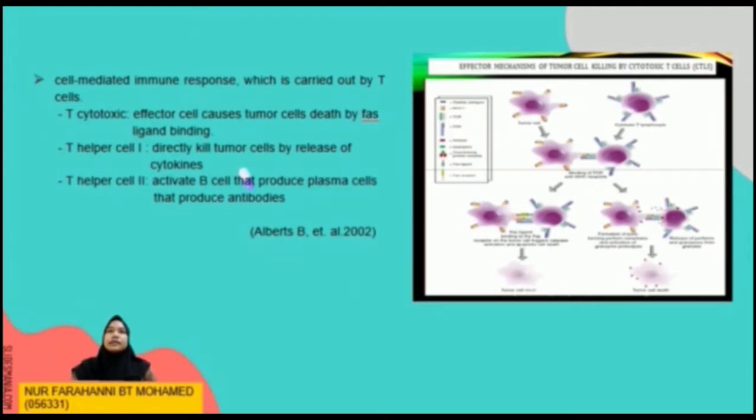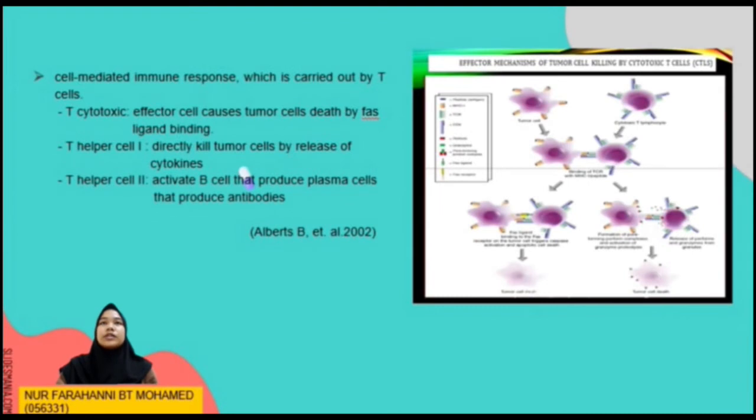These cytotoxic effects of the cell cause tumor cell death by Fas ligand binding to the Fas receptor on the tumor cell, which triggers caspase activation and apoptotic cell death, and also by formation of a pore-forming perforin complex that releases perforin and granzyme from granules into the tumor cell.